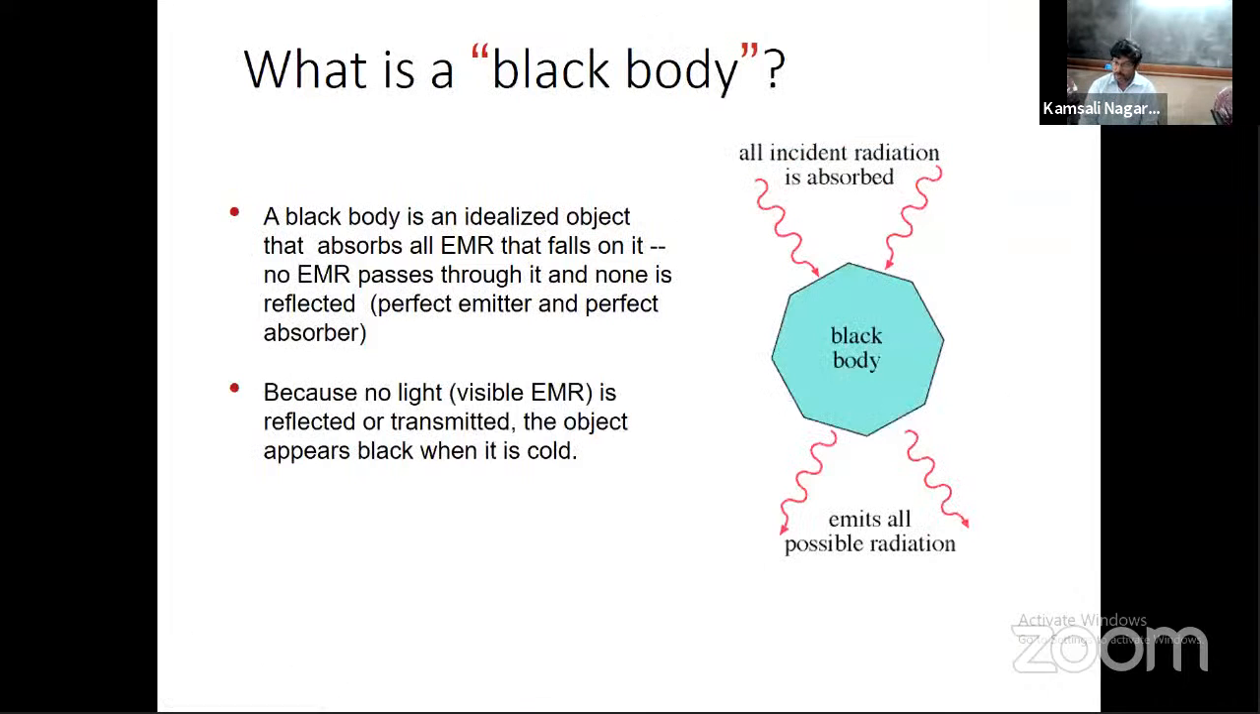What is a black body? Earlier we studied that a black body is an idealized object that absorbs all electromagnetic radiation that falls on it. No electromagnetic radiation passes through it and none is reflected back. A perfect emitter should be a perfect absorber.